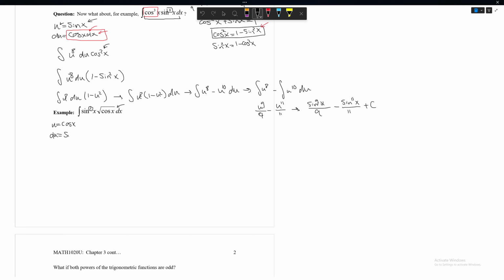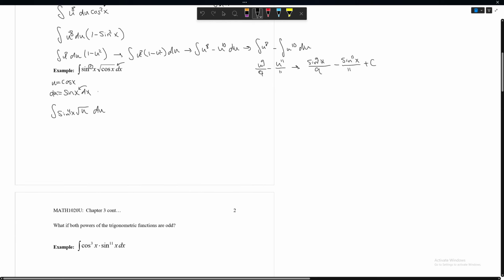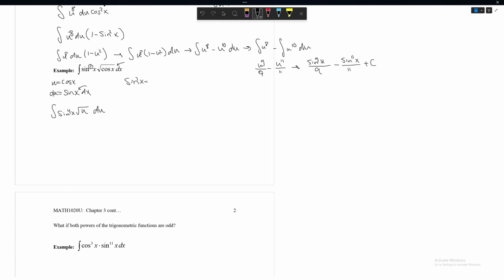So my du becomes negative sine x. And so now I get the integral of sine to the 4 x times the root u, because the square root of cos gets replaced with my u. And the reason this is 4 and not 5 is because this du will take one sine with it. All right? And so now what can I do to the sine? I can use sine squared x plus cos squared x equals 1. Take my cos to the other side.